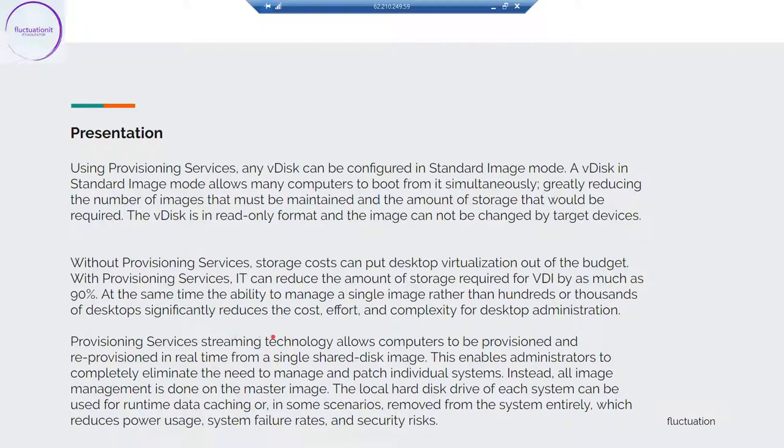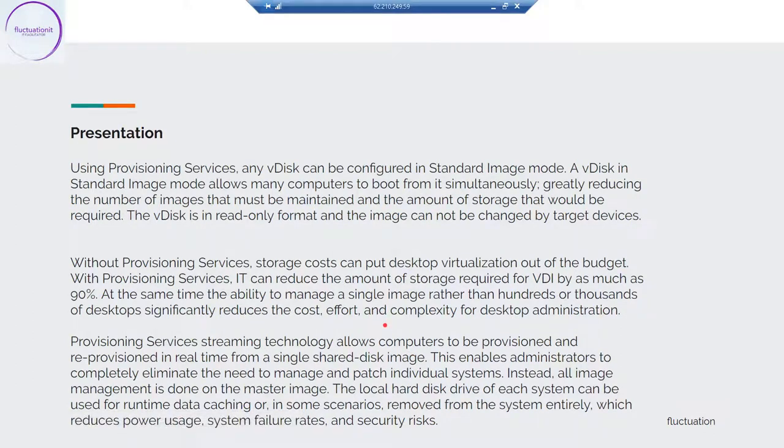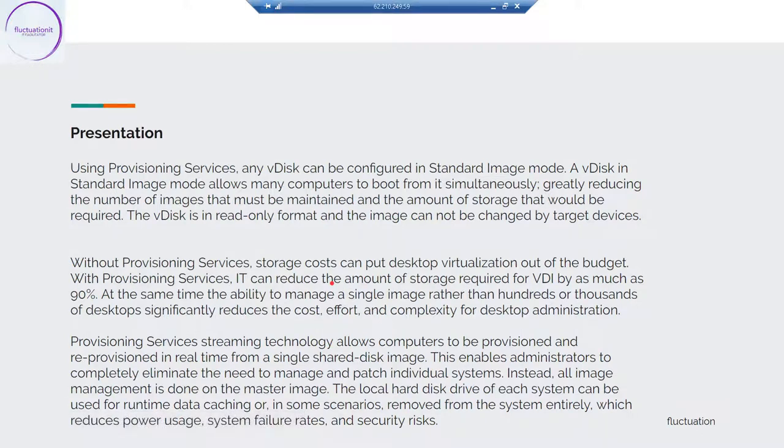PVS streaming technology allows computers to be provisioned and reprovisioned in real time from a single shared disk image. Wow! This enables administrators to completely eliminate the need to manage and patch individual systems. Imagine, this is the dream. You have, for example, 100 VMs with 100 hard disks. You must patch all of them. No. Instead, all image management is done on the master image, just one master image. The local hard disk of each system can be used for runtime data caching, or in some scenarios removed from the system, which reduces power usage, system failure rates, and security risk.